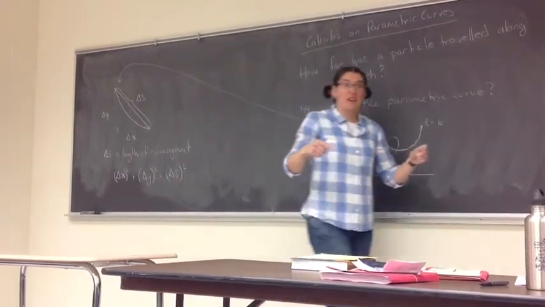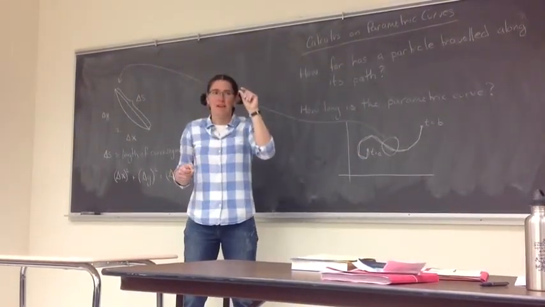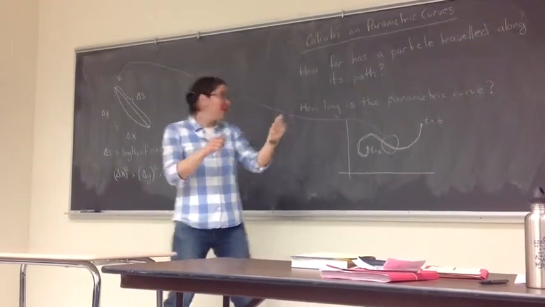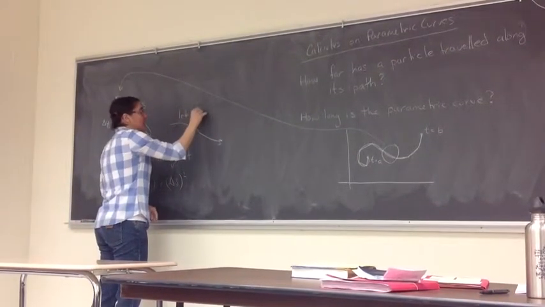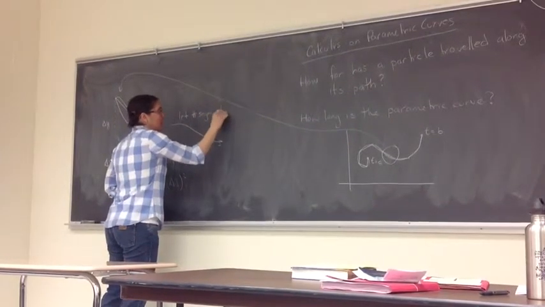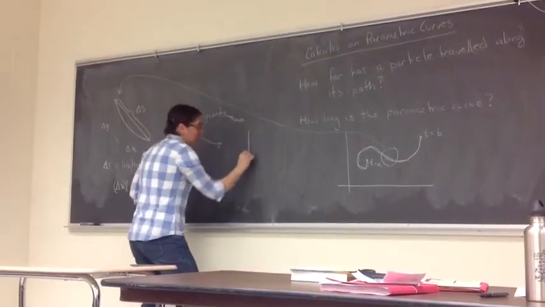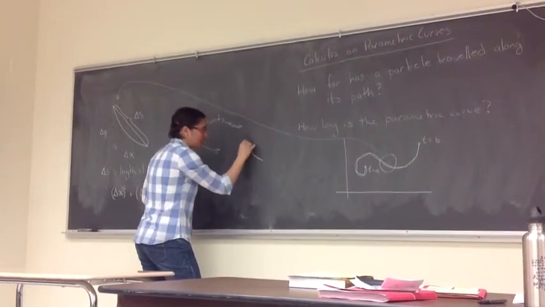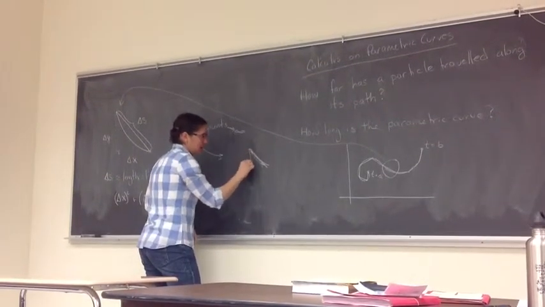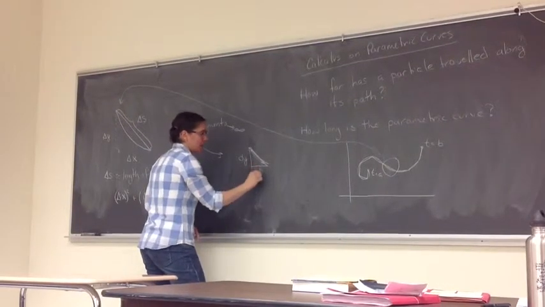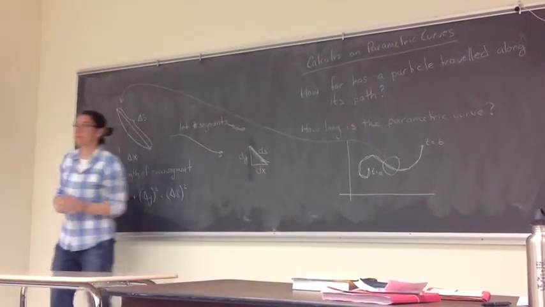Now, if instead of having really long segments, I break this up into segments that are very, very tiny, infinitesimally small, and let the number of segments go to infinity, what I end up with is a picture that looks very closely approximated like this. Instead of having delta y, I have dy, and instead of delta x, I have dx, and instead of delta s, I have ds.